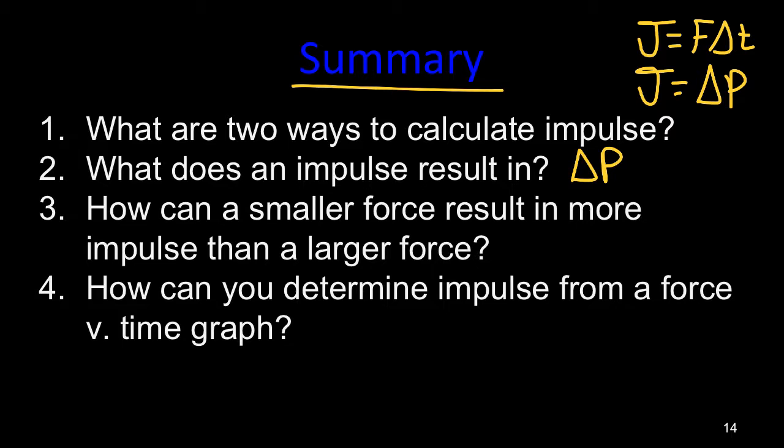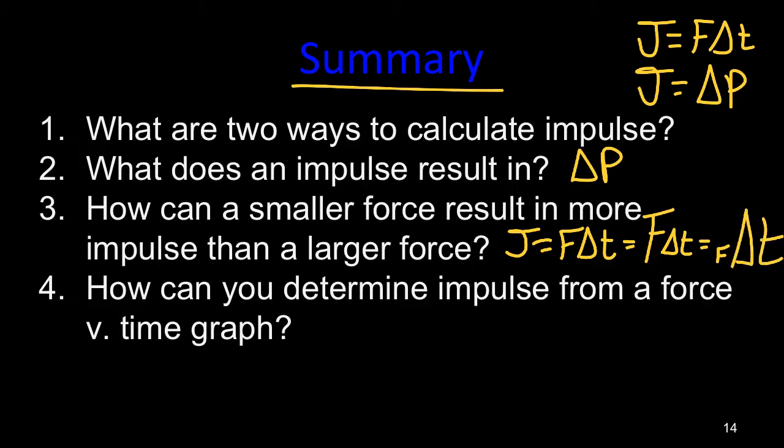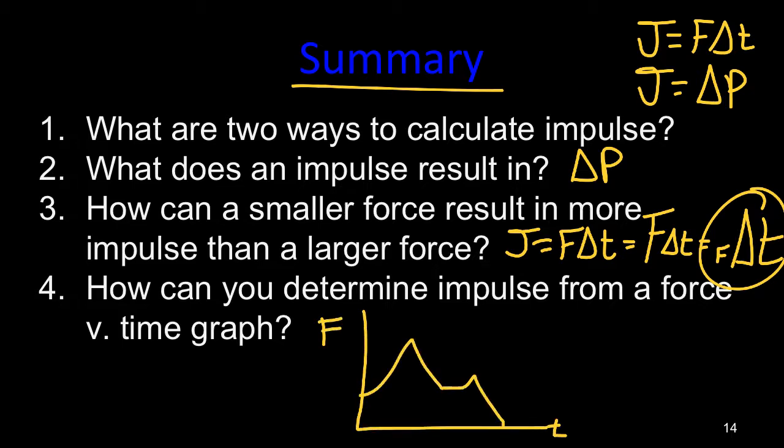How can a smaller force result in more impulse than a larger force? Well, because impulse is equal to force times a change in time, we could have a big force times a little bit of time. But if we have a small force times a large change in time, we could get a bigger impulse from that. And how can you determine impulse from a force versus time graph? Well, remember, if we have a force versus time graph and it shows what the force did, remember that the impulse is the area under the curve.